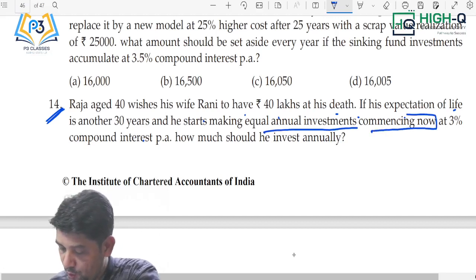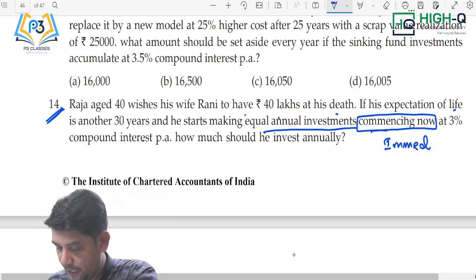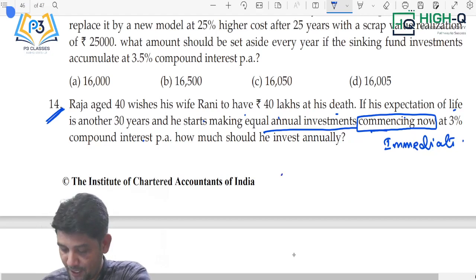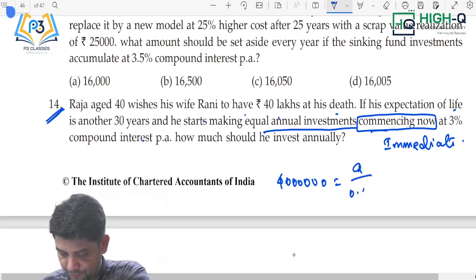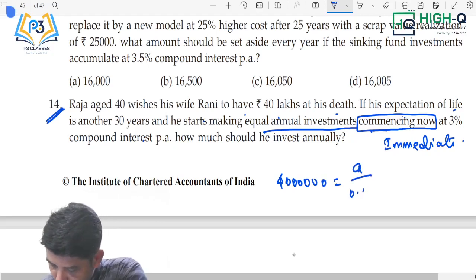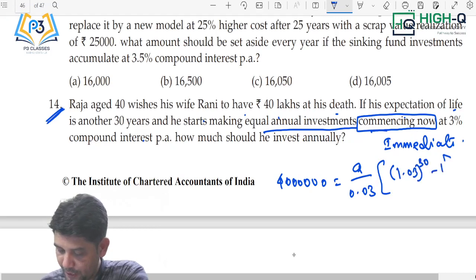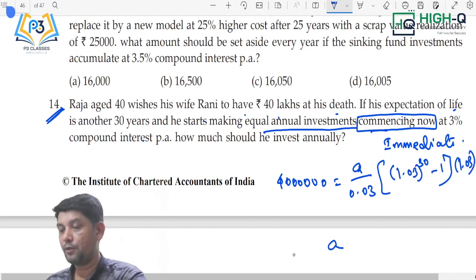commencing now. What is my commencing now? It is actually immediate annuity. Okay, it is actually what? Immediate annuity. So we need to use the immediate annuity formula, right? So 40 lakhs, A by I, A plus 1 plus I whole power 30 minus 1, so into 1.03, that is 1 plus I to be done.